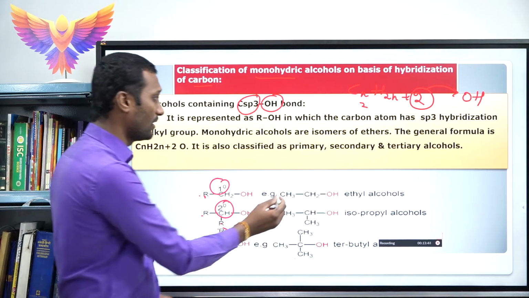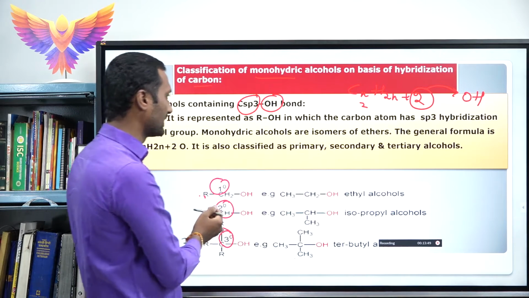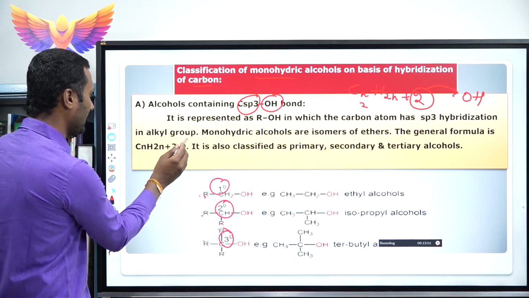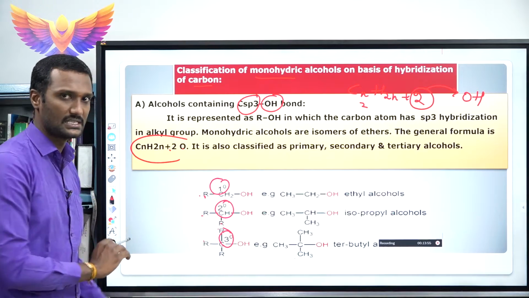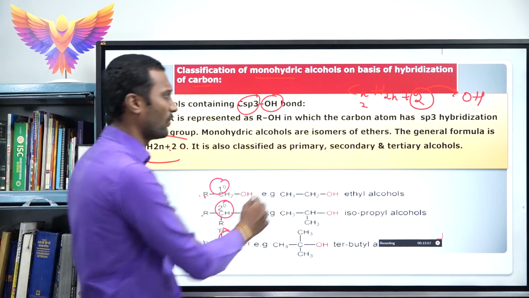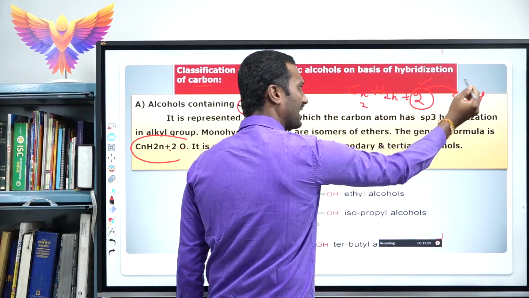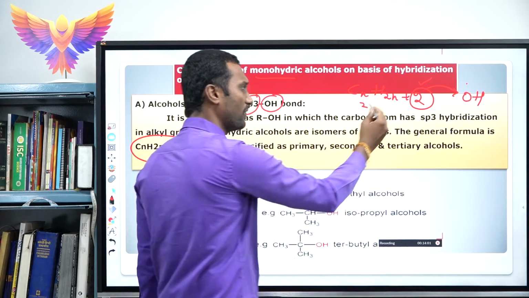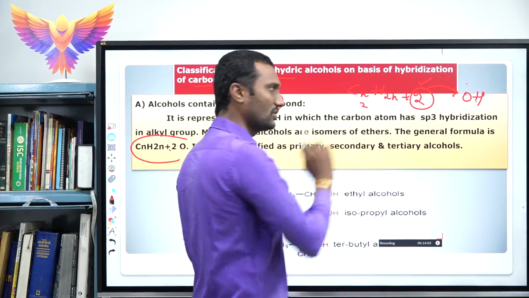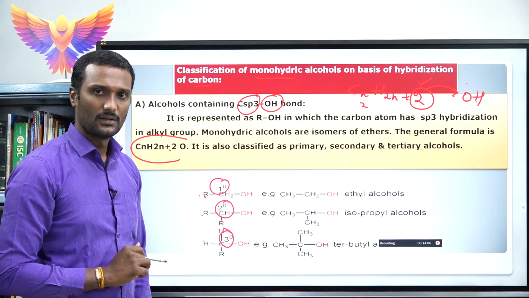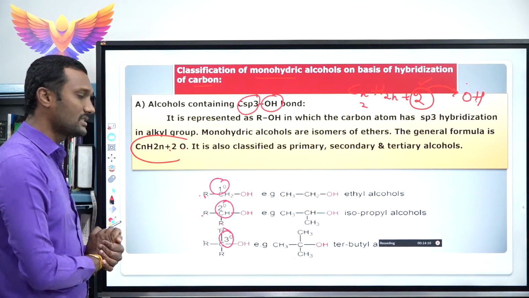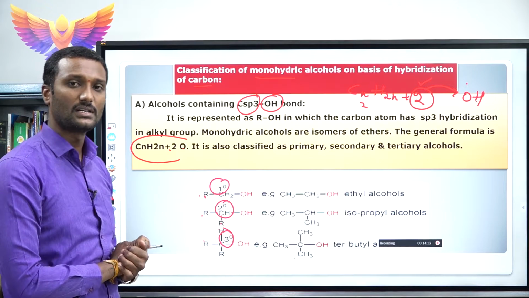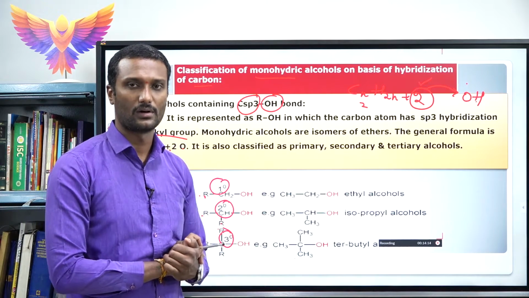Am I right, students? Because here you can observe I have given a general formula for the alcohol, CnH2n+2 O. Oxygen means one of the hydrogen atoms I replaced and I added an OH group. So the total number of hydrogens will be the same and the oxygen group I attach. So CnH2n+2 O is the functional group for alcohol.